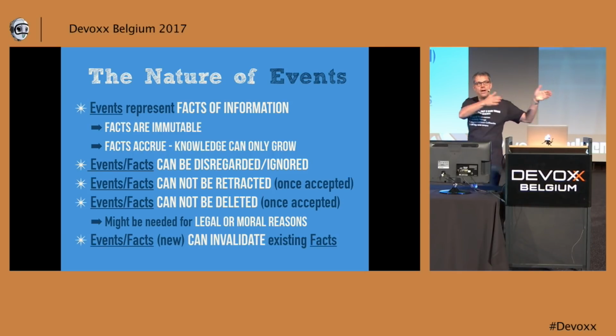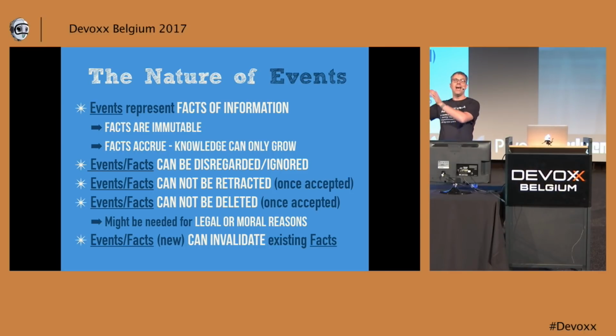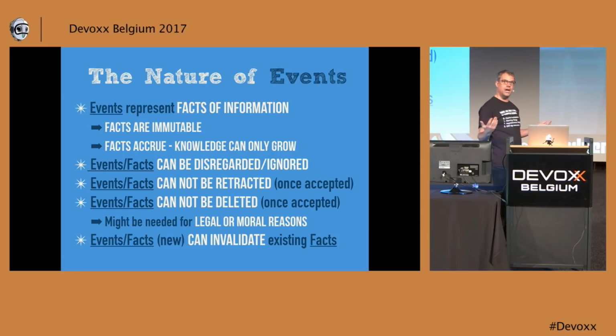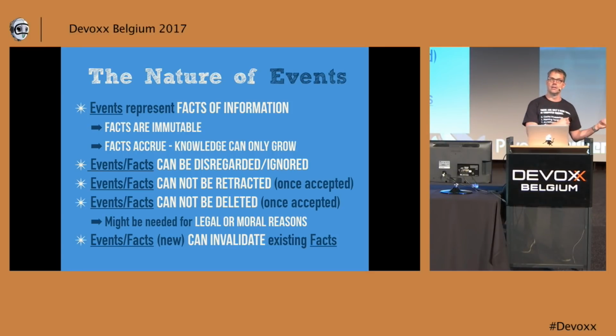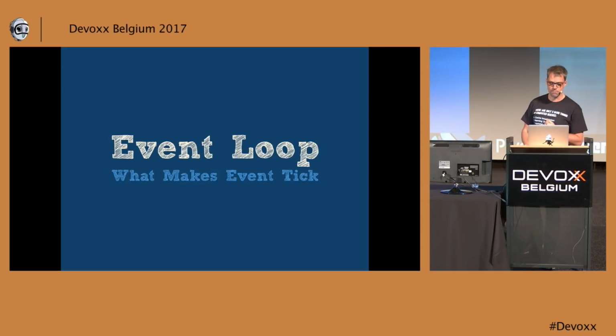However, new facts arriving can invalidate existing facts. That's how we as humans work all the time. We learn more and we realize that we were wrong or that our information is outdated. Okay? And I think this is really the way I at least think about events, how they arrive into a component, and how I should act upon them.